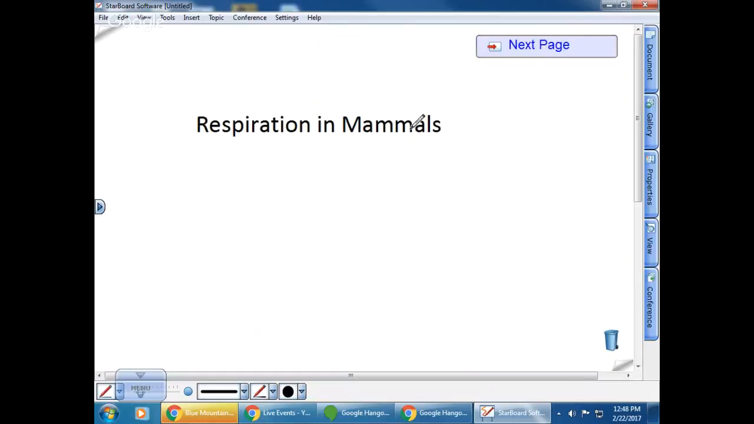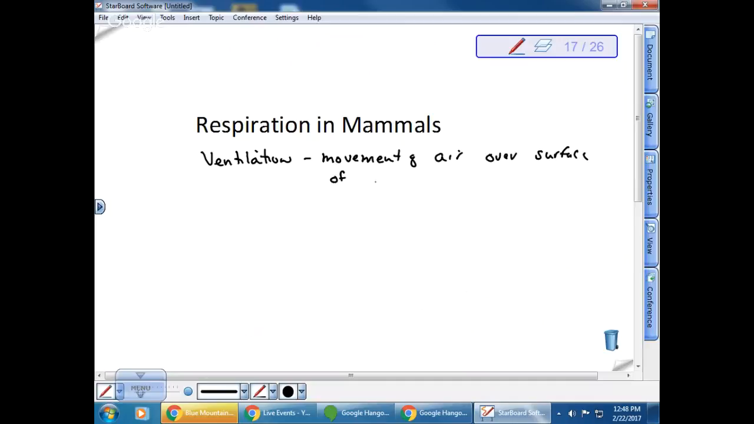Okay. So respiration in mammals. I want to talk about ventilation. This is the movement of gas over the surface of the respiratory membrane, so I'll just put air over the surface of alveoli. So how do we ventilate? We have a very special mechanism for ventilation. It's not seen by any other organisms, and it's called negative pressure ventilation.